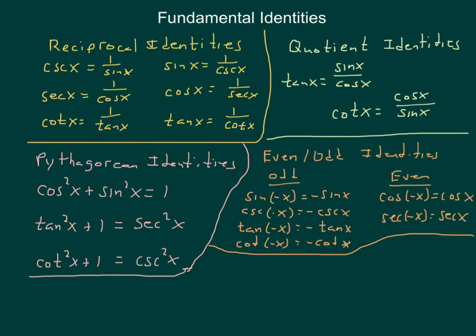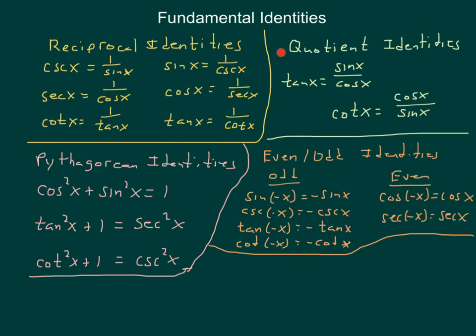Now let's get to the fundamental identities. The fundamental identities are identities that you are already familiar with. You have seen all of these. We've talked about them. The first set that we have up here are the reciprocal identities. The idea that cosecant is 1 over sine, and the same that sine can be written as 1 over cosecant. And that's true for secant and cosine, and cotangent and tangent as well.